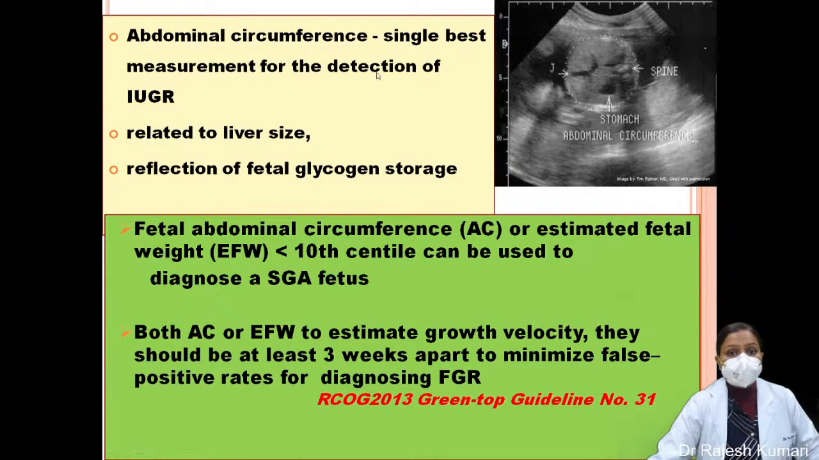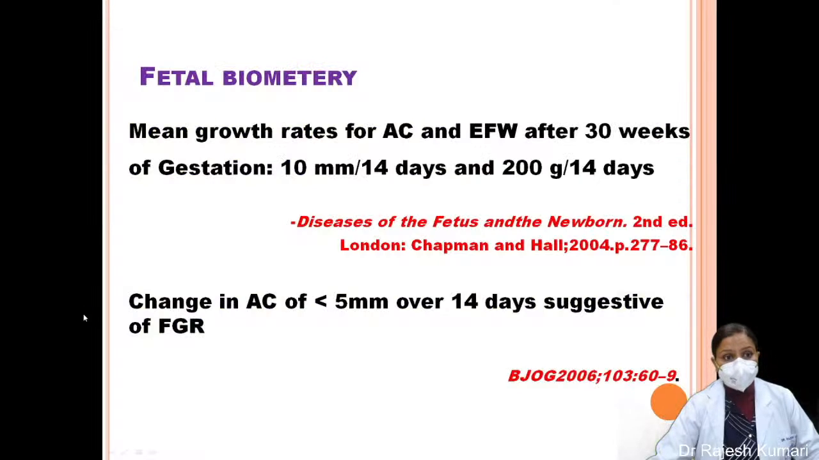abdominal circumference is the single best measurement for the detection of IUGR. It is related to the liver size and reflects the fetal glycogen storage. Fetal abdominal circumference or estimated fetal weight less than 10th percentile can be used to diagnose an SGA fetus, and to estimate growth velocity, abdominal circumference or estimated fetal weight measurements should be at least 3 weeks apart to minimize false positive results for diagnosing fetal growth restriction.